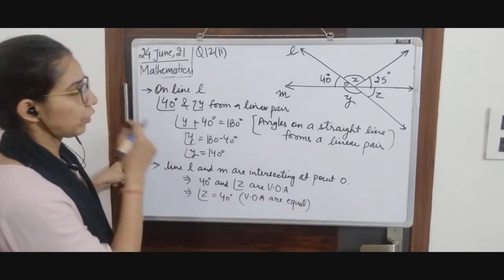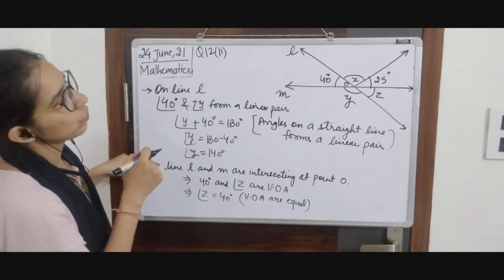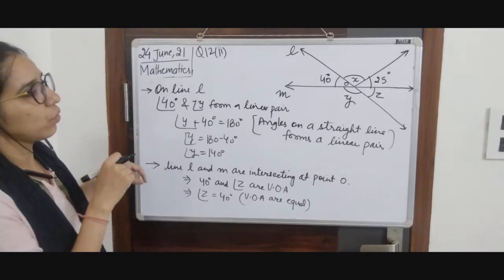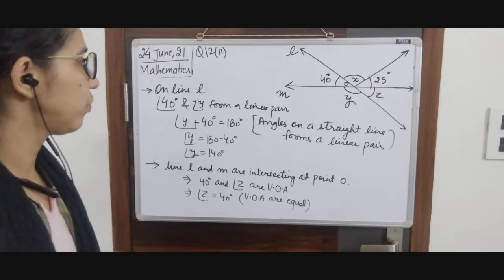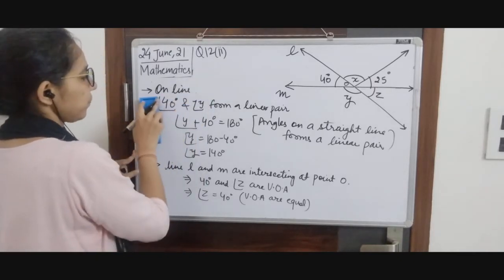Okay. We have calculated Z also. The remaining angle is your X. So now X, you can calculate by two methods. Either we can look on the line M and find out the linear pair. Okay, we are going to do that only.